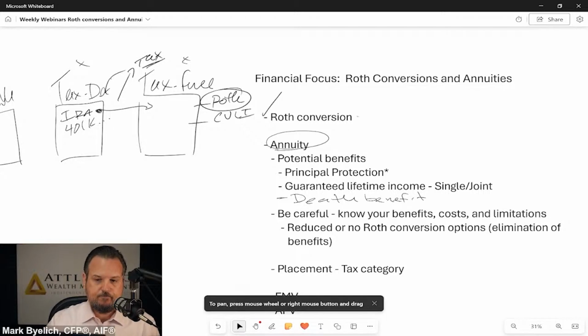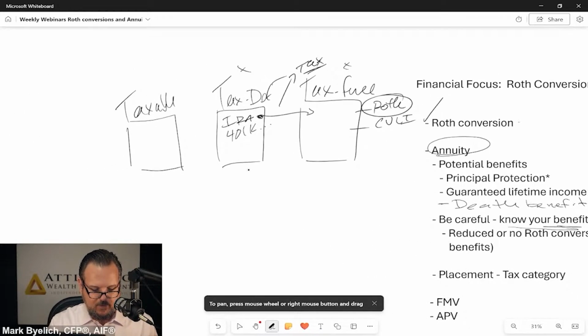So again, annuities can be cumbersome and not helpful to your plan, or very powerful in your plan, depending how they're structured. But you've got to know your benefits, costs, and limitations, because there are few annuity companies that will allow you to effectively schedule Roth conversions over time.